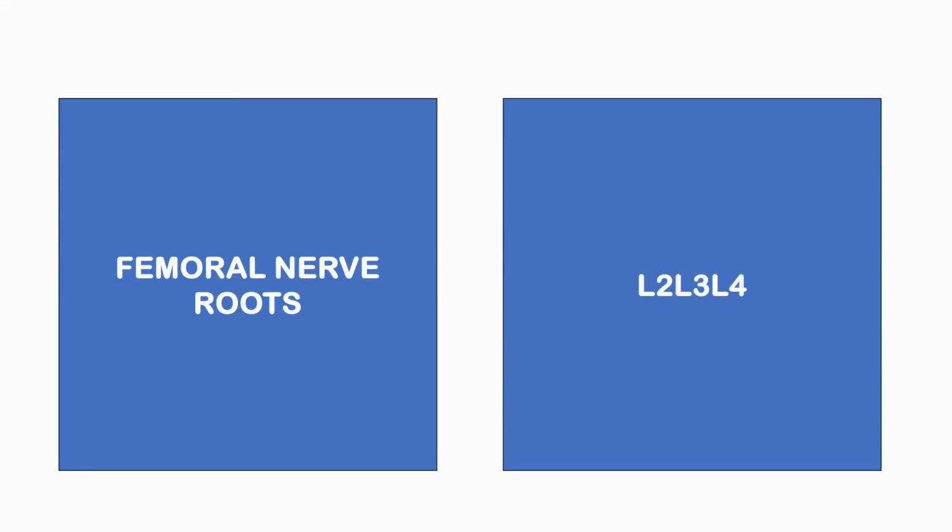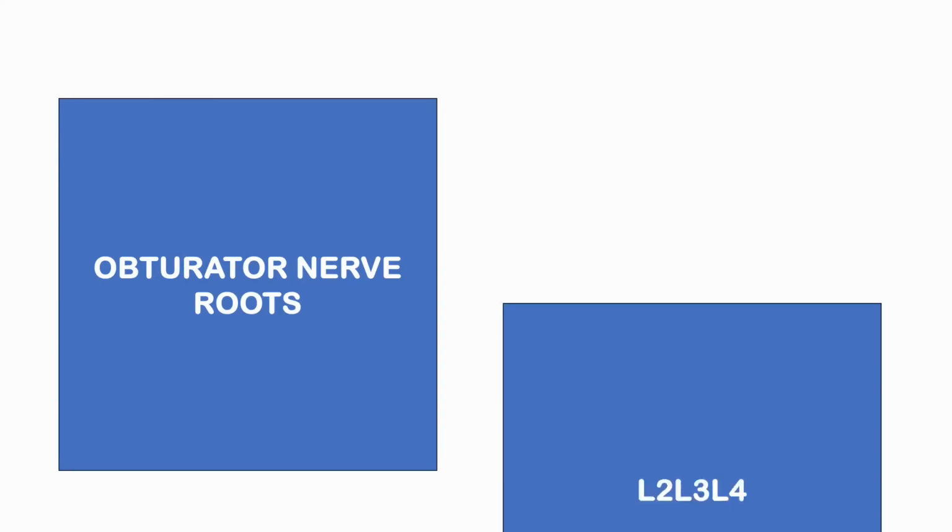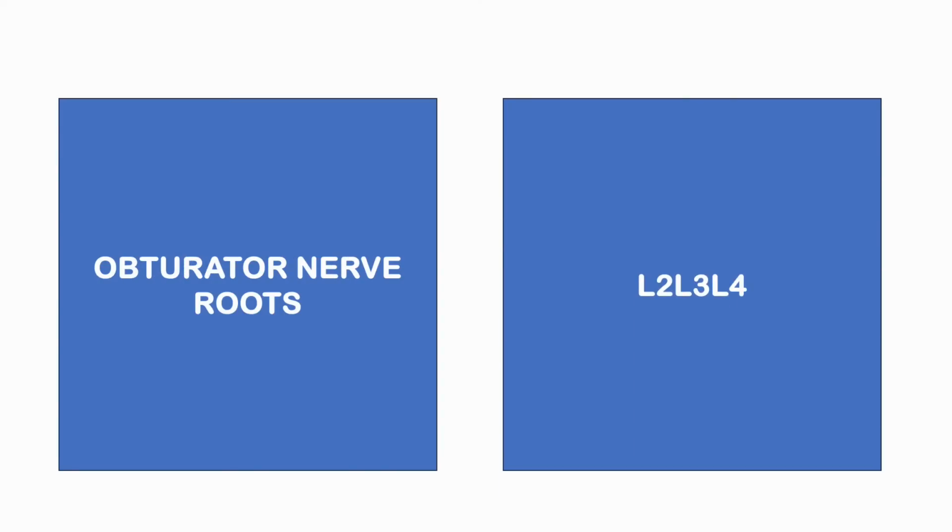Femoral nerve roots, these are very important. Femoral nerve roots are L2, 3, 4. Obturator nerve roots again L2, 3, 4. Femoral comes to the anterior part of the thigh. Obturator goes to the medial aspect of the thigh.